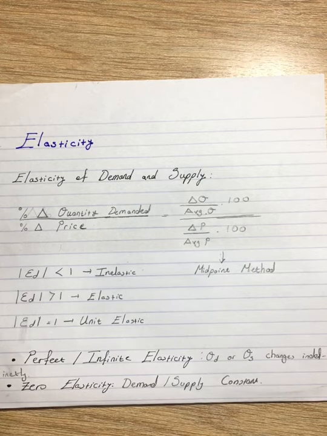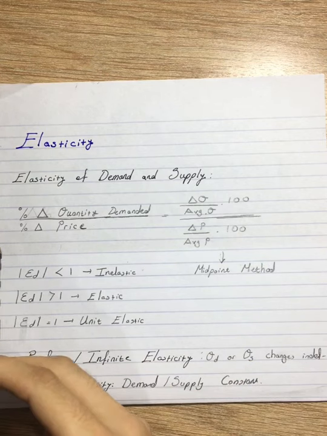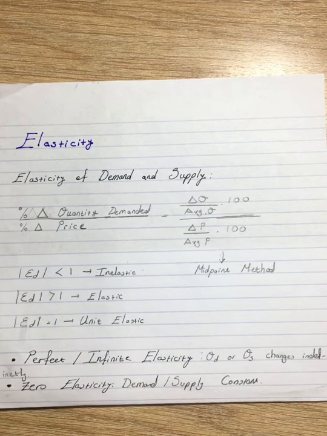Our main concept in Chapter 5 is elasticity. I again assume that you read the book and the slides, so I will just go through the intuition behind the equations. Our first equation is the elasticity of demand and supply. It's found by the percentage change in quantity demanded over the percentage change in price.